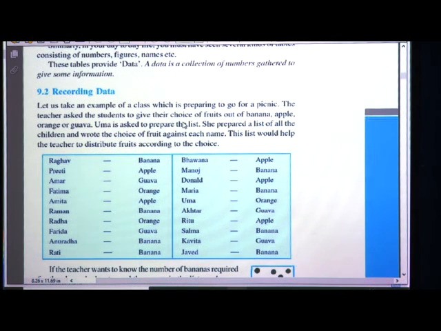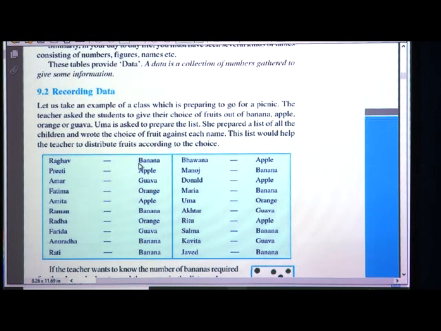Uma is asked to prepare the list. So she is preparing the list here, Uma. She prepared a list of all the children and wrote the choice of fruits against each name. So she has prepared the list of choice of fruits against each name. This list would help the teacher to distribute fruits according to the choice. So, let us see how this list will help the teacher to find out the fruits accordingly. So, let us see here.